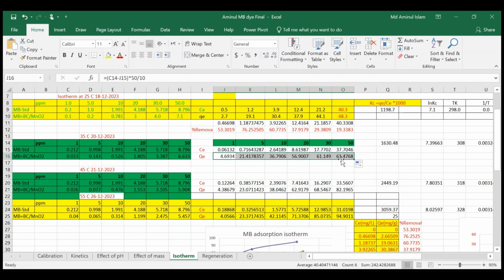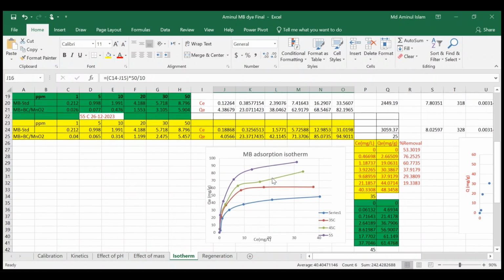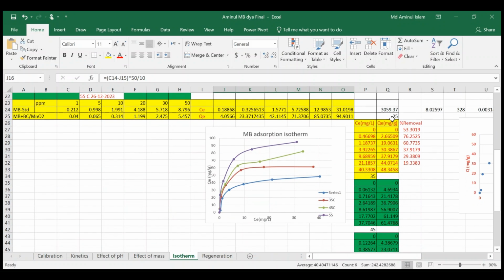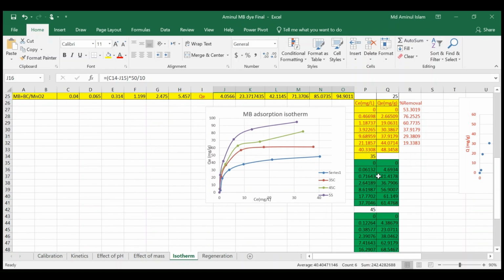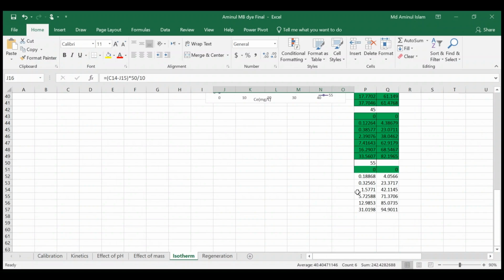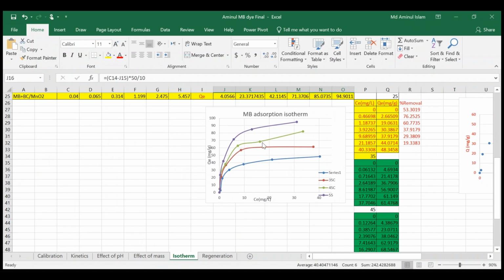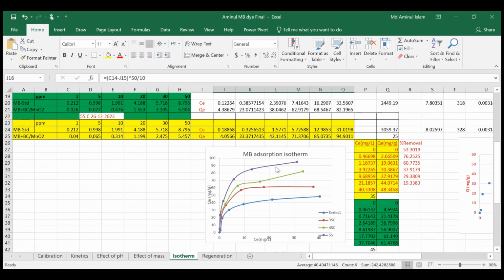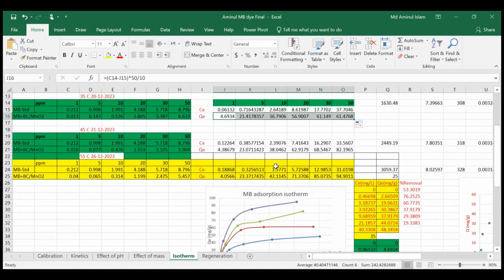So after calculating all this, you can use like this 25 degrees, 35, 45, 55, and now if you plot all this, you will get a plot like this. So after some modification, you can make it publication quality. So this is how you can easily calculate C and Qe for isotherm study using Excel sheet.